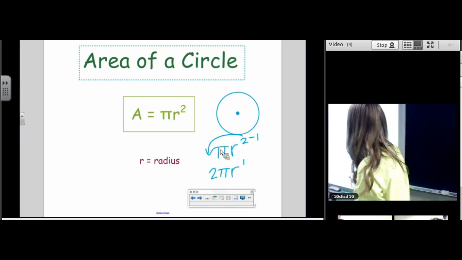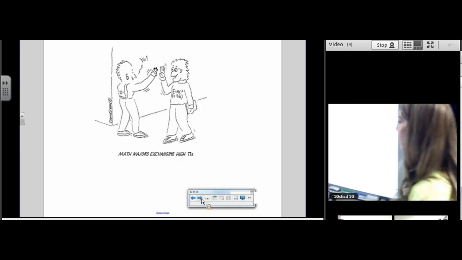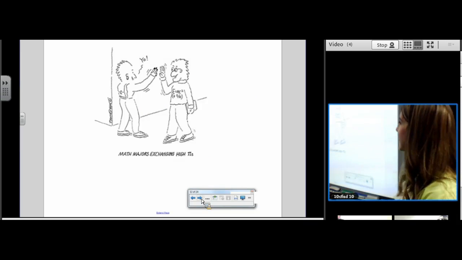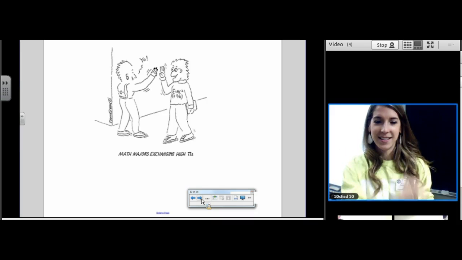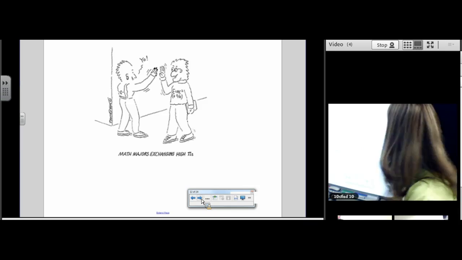Anyways, math majors exchanging high pies. Ha ha ha, get it? Instead of a high five, they're exchanging high pies. Really nerdy. Okay.